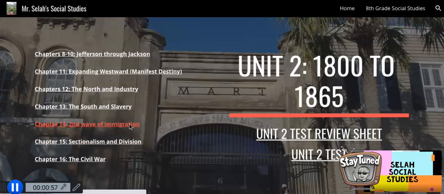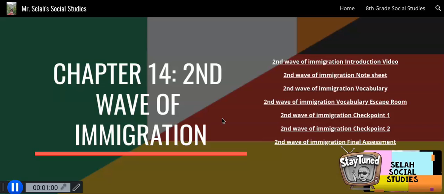Why do we have to worry about the second wave of immigration? Well, you have to see how immigrants had such an effect on the United States. Immigration is still having an effect every day on the United States. So right here we're talking about the antebellum, the period before the Civil War. We're talking about the 1840s to the 1860s, the second major wave of immigration.